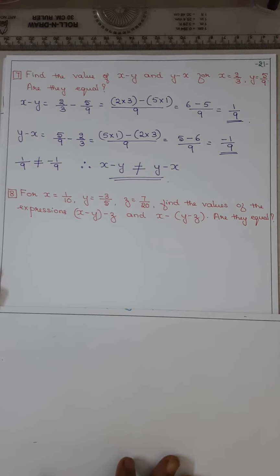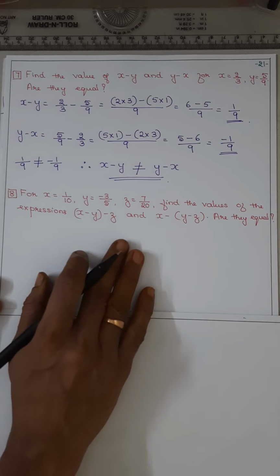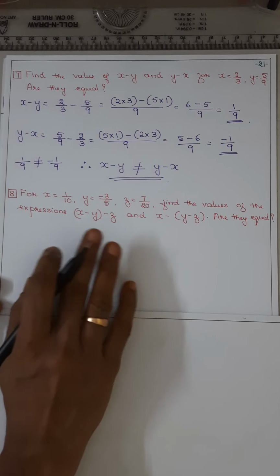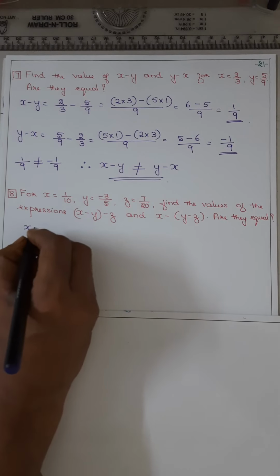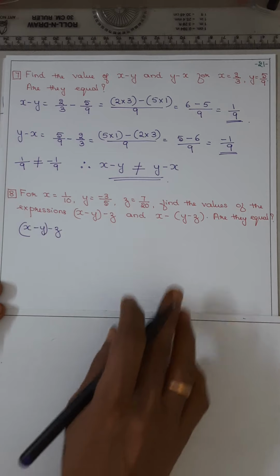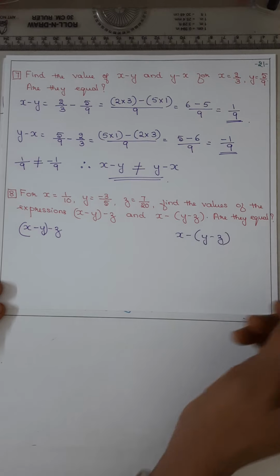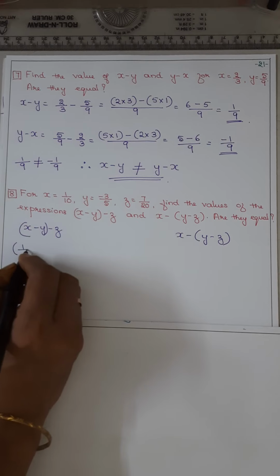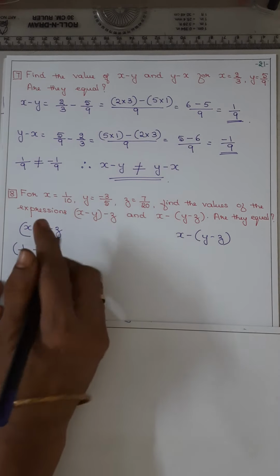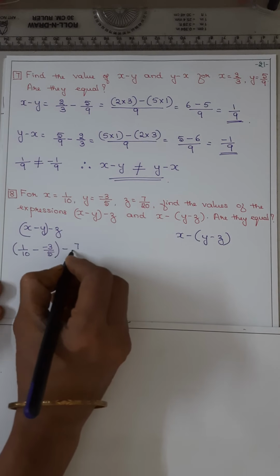Question number 8. The values are given. This is the associative property, isn't it? 3 rational numbers. So find the values of, first we will find out bracket x minus y bracket minus z, and then x minus bracket y minus z. Find the value. Put the values first. x, it is 1 by 10 minus 3 by 5, bracket close, minus 7 by 20.